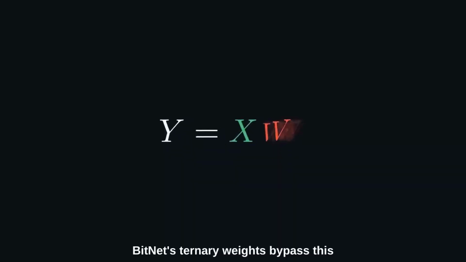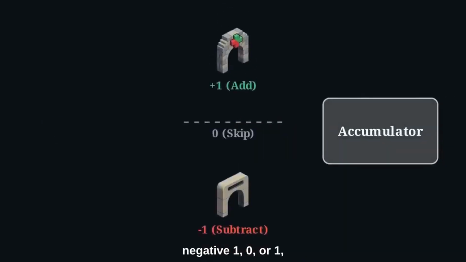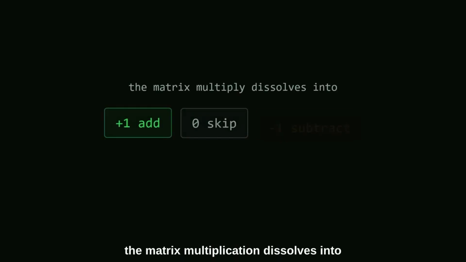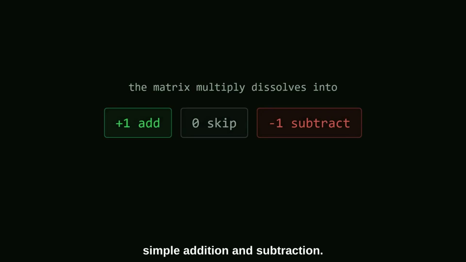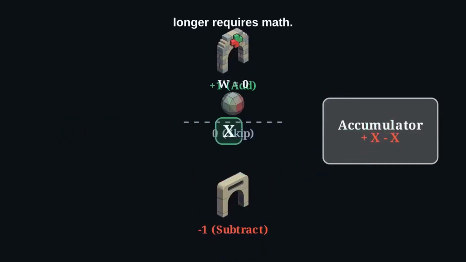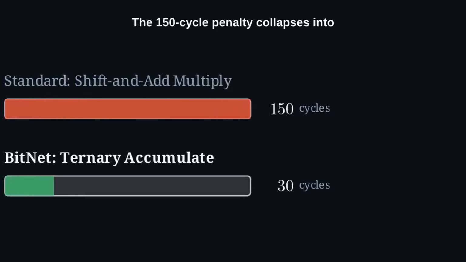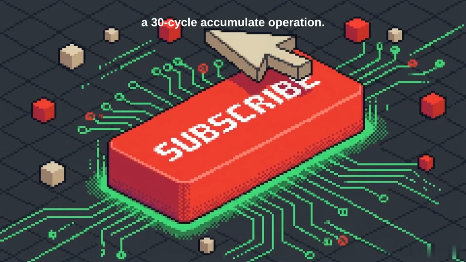BitNet's ternary weights bypass this completely. Because every weight is exactly -1, 0, or 1, the matrix multiplication dissolves into simple addition and subtraction. Calculating a dot product no longer requires math. It simply means taking the input value and adding it, subtracting it, or if the weight is 0, skipping it entirely. The 150-cycle penalty collapses into a 30-cycle accumulate operation.